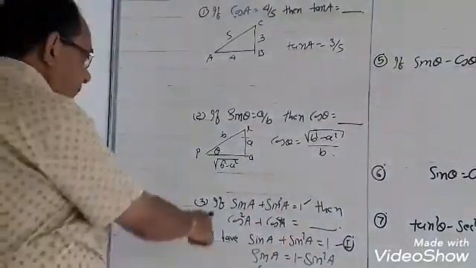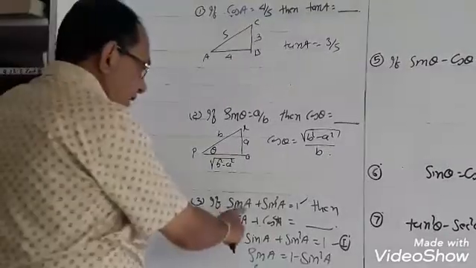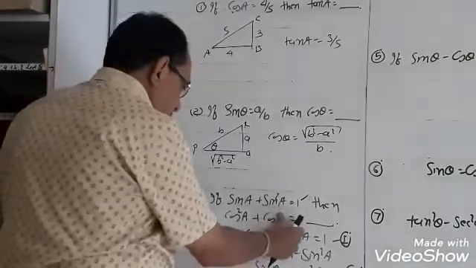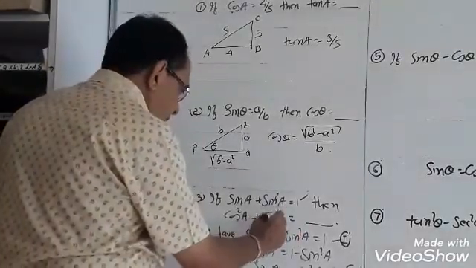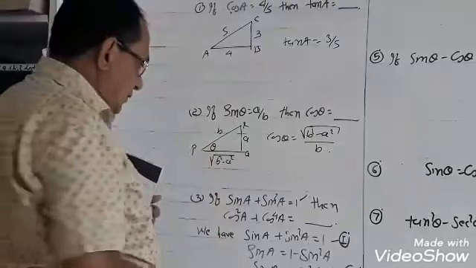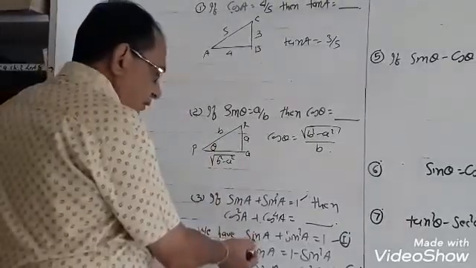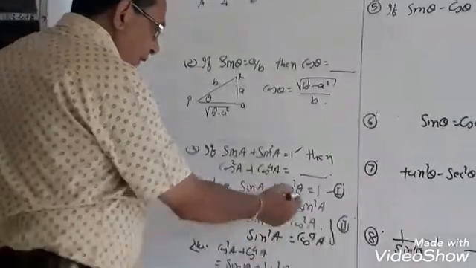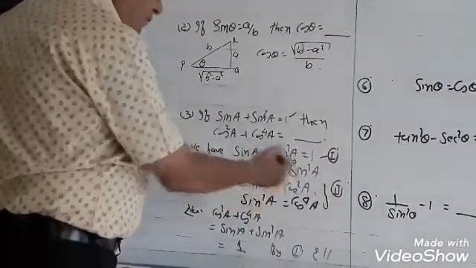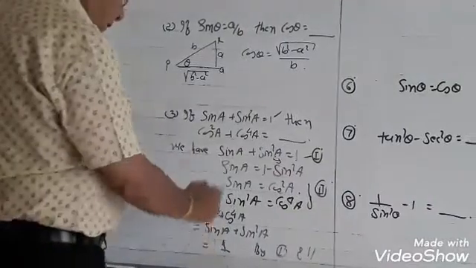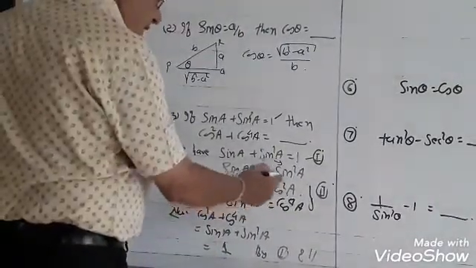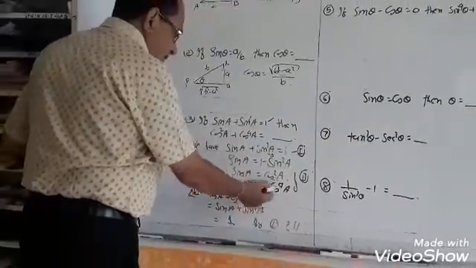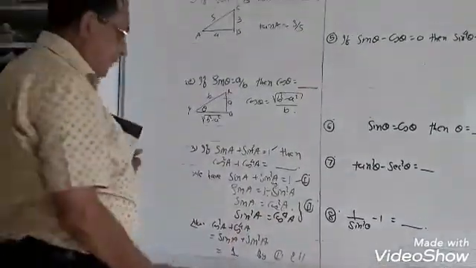Example number 3. If sin A plus sin square A is equal to 1, then cos square A plus cos raised to 4 A is equal to dash. Given sin A plus sin square A is equal to 1, so sin A is equal to 1 minus sin square A, which is cos square A. Squaring both the sides, sin square A is equal to cos raised to 4 A.